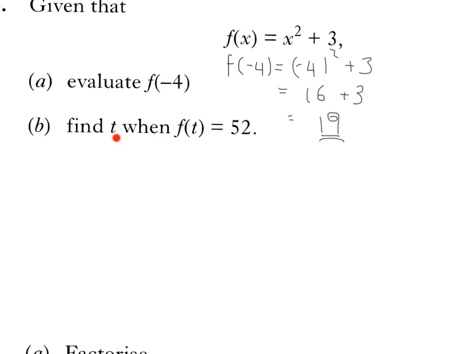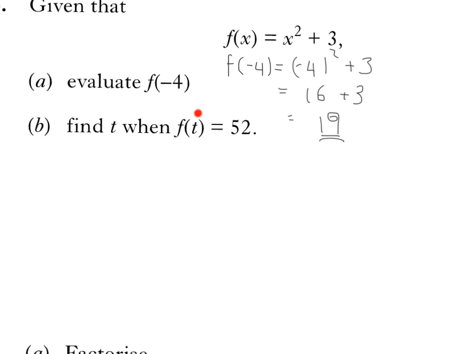Part B, find t when f of t equals 52. Well, I'm going to go back to f of x. F of x equals x squared plus 3. So when x is in the bracket, you square it and you add on 3. When minus 4 was in the bracket, you wrote it down, you squared it, and you add on 3. If 10 was in the bracket, you would write it down, square it, and add on 3. Now what's in the bracket this time is t.